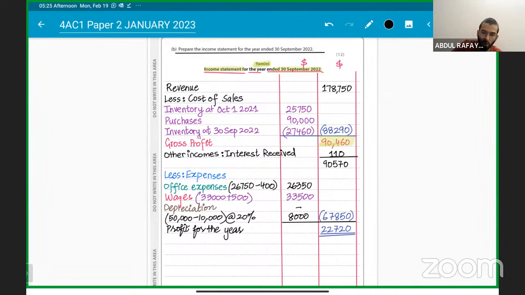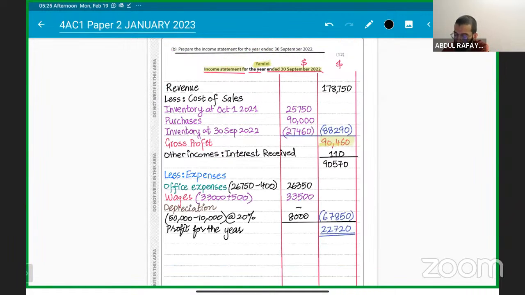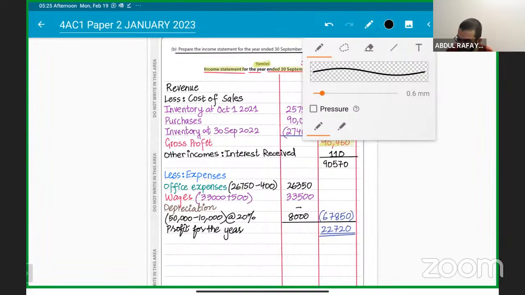So we can clearly see how we got the depreciation. The cost is 50,000, minus the depreciation of 10,000, so we got a net book value of 40,000. I'll repeat: cost is 50,000, depreciation 10,000, net book value 40,000. 40,000 at 20% is 8,000. So we got the depreciation like that.